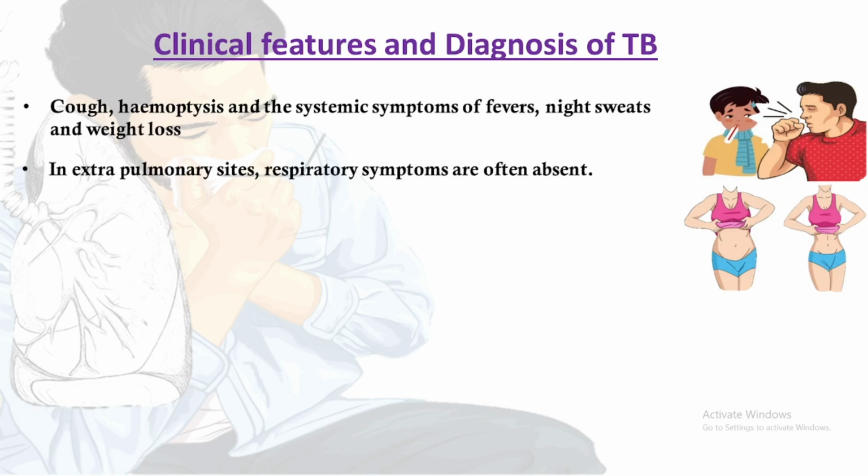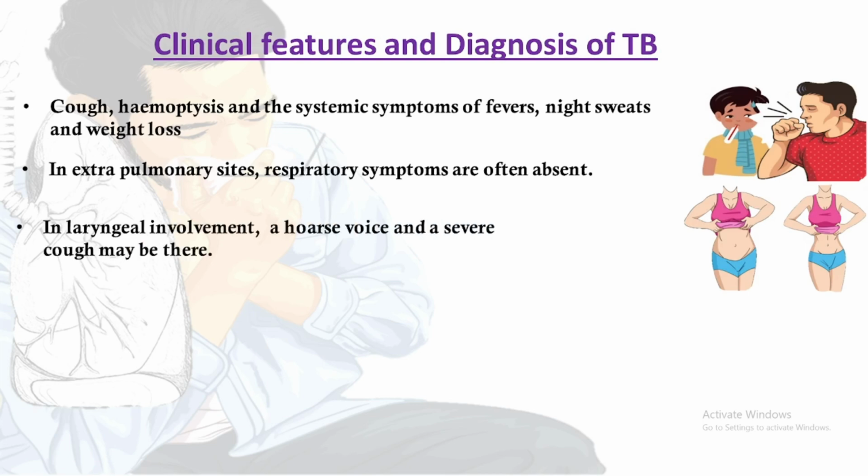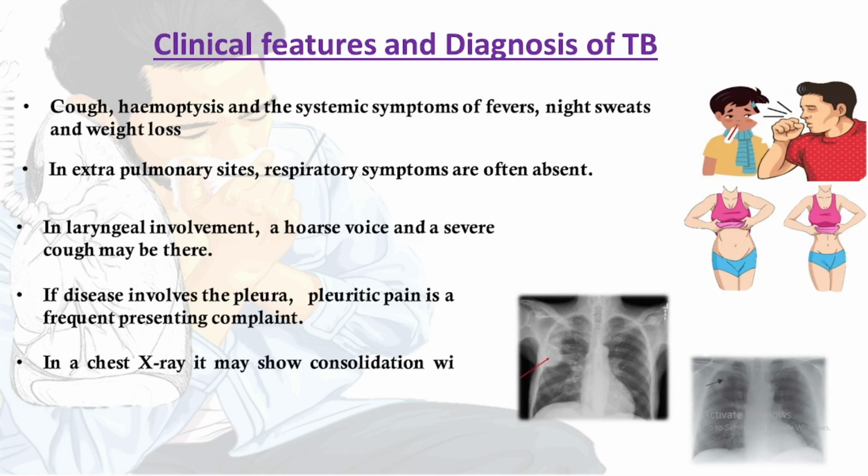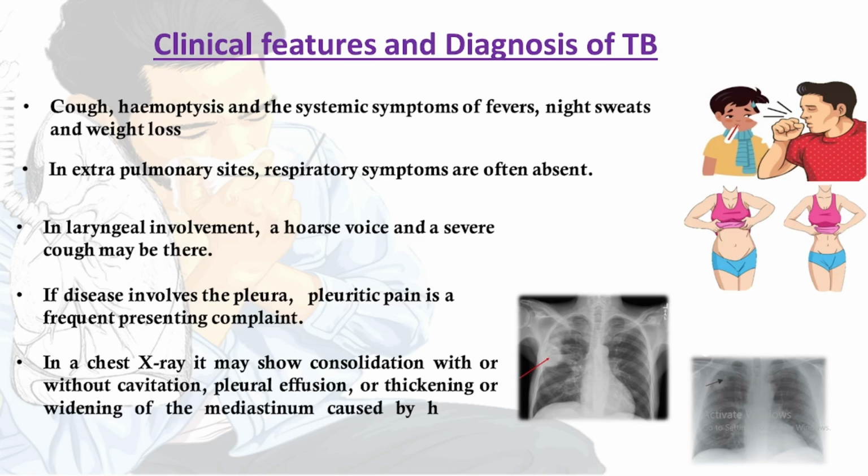When there is laryngeal involvement, a hoarse voice and a severe cough may be present. If disease involves the pleura, then pleuritic pain is a frequent presenting complaint. A chest X-ray may show consolidation with or without cavitation, pleural effusion, or thickening or widening of the mediastinum, caused by hilar or paratracheal adenopathy.